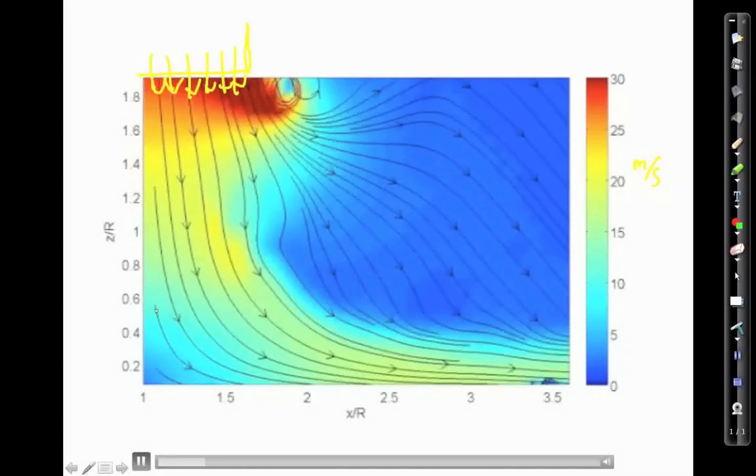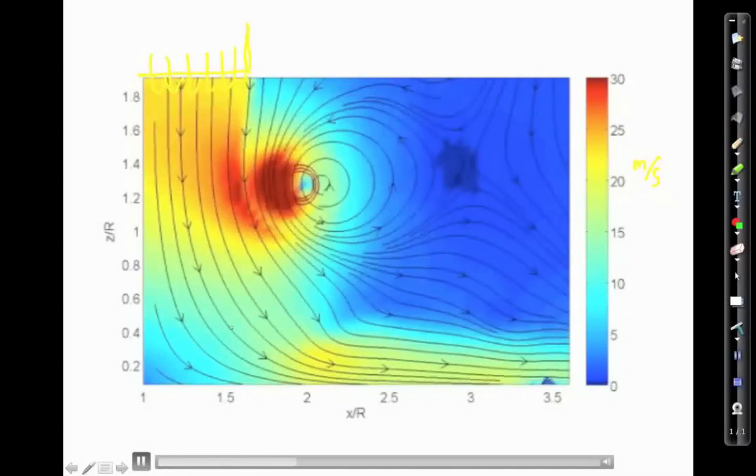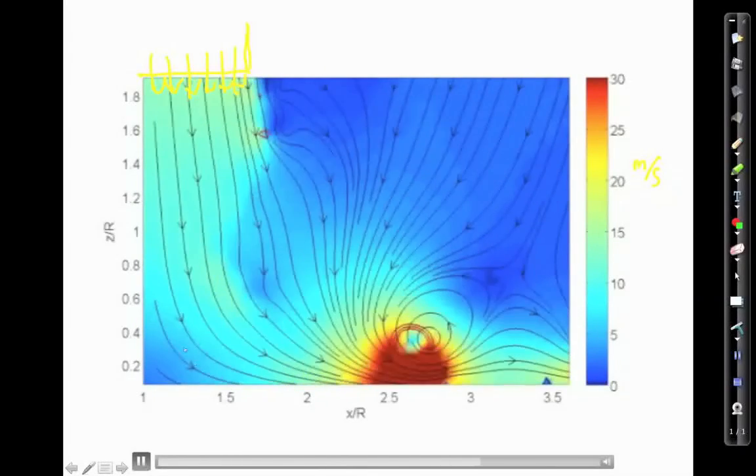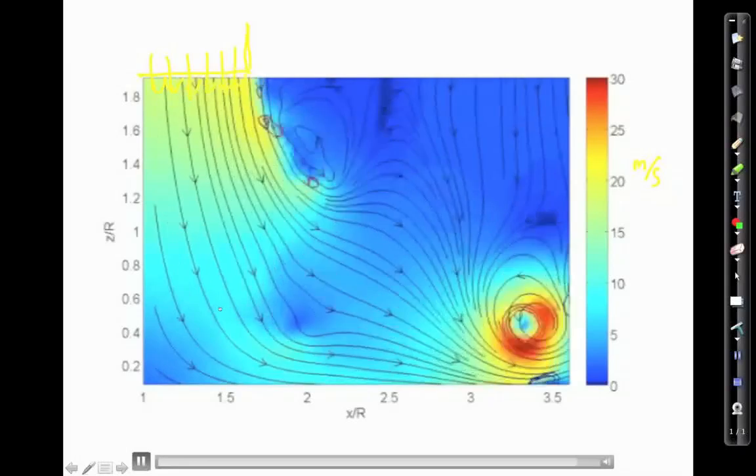And then out here it's much slower. And we see the strong rotational region as these streamlines are spinning around. And everywhere these curves are tangent to the instantaneous velocity field.